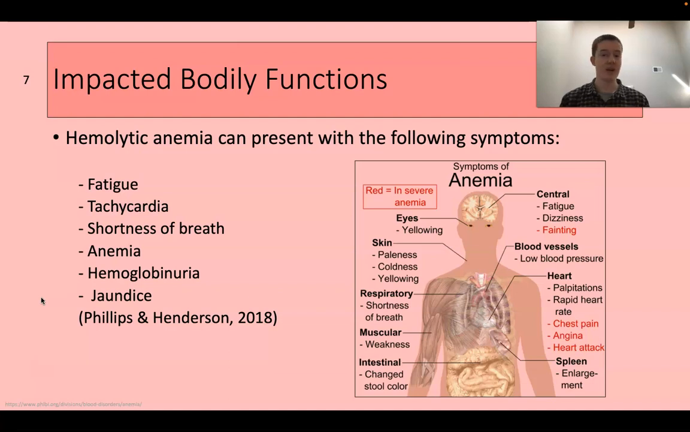Patients present with anemia, obviously, which is a low red blood cell count, as well as hemoglobinuria, or hemoglobin in the urine, which results from the excess secretion of hemoglobin produced by the lysis of red blood cells. And lastly, patients present with jaundice, or a yellow coloring of the skin and eyes, which results from the presence of yellow-orange bilirubin molecules, which is produced from the metabolism of hemoglobin.